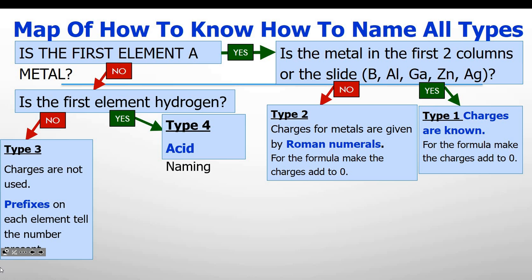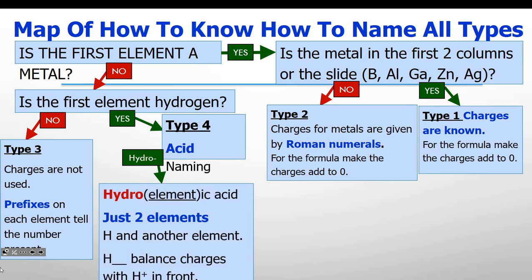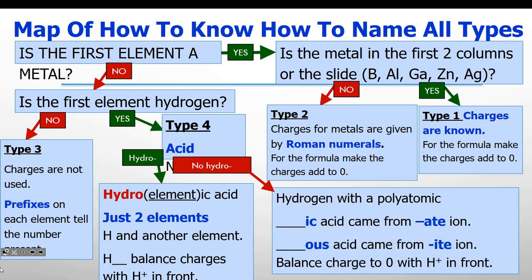That's type 4. And if that acid starts with the word hydro, that hydro gives me a little cue here that it's just 2 elements, hydrogen and one other element. So it's going to be hydro, whatever the hydrogen's with, ic and acid. That's how it's going to be named, or that we need to name it if we're given the acid. If that acid does not start with hydro, no hydro, then hydrogen's with a polyatomic.